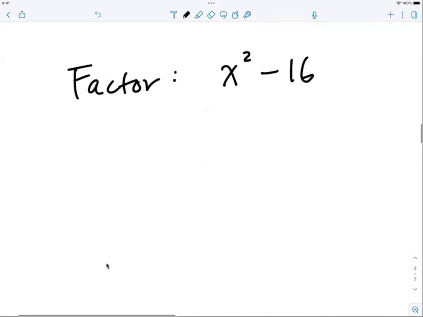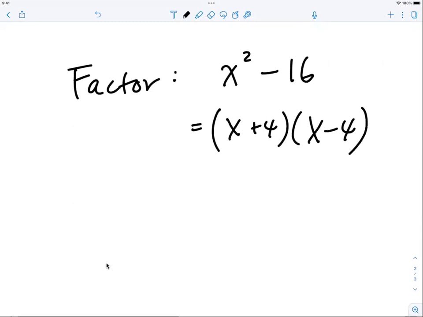Now, if you look at the left-hand side, what would it be? It will be x plus 4 times x minus 4. Are we done, or is there still something more to come? How many of you say it's done? All right. How many of you think there's more to come? What's more? You don't know?